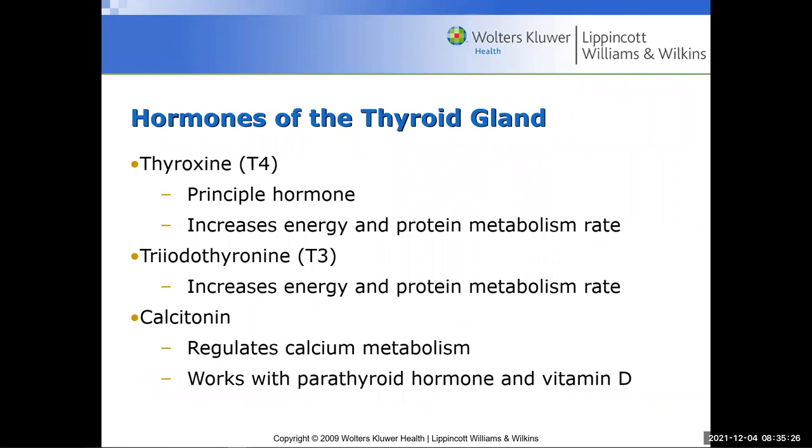So specifically, what hormones are associated with the thyroid gland? Well, you have thyroxine, triiodothyronine, and calcitonin. Thyroxine increases energy and protein metabolism rate. Triiodothyronine increases energy and protein metabolism rate as well. So both thyroxine, T4, and triiodothyronine, T3, do overlap one another in terms of their functionality.